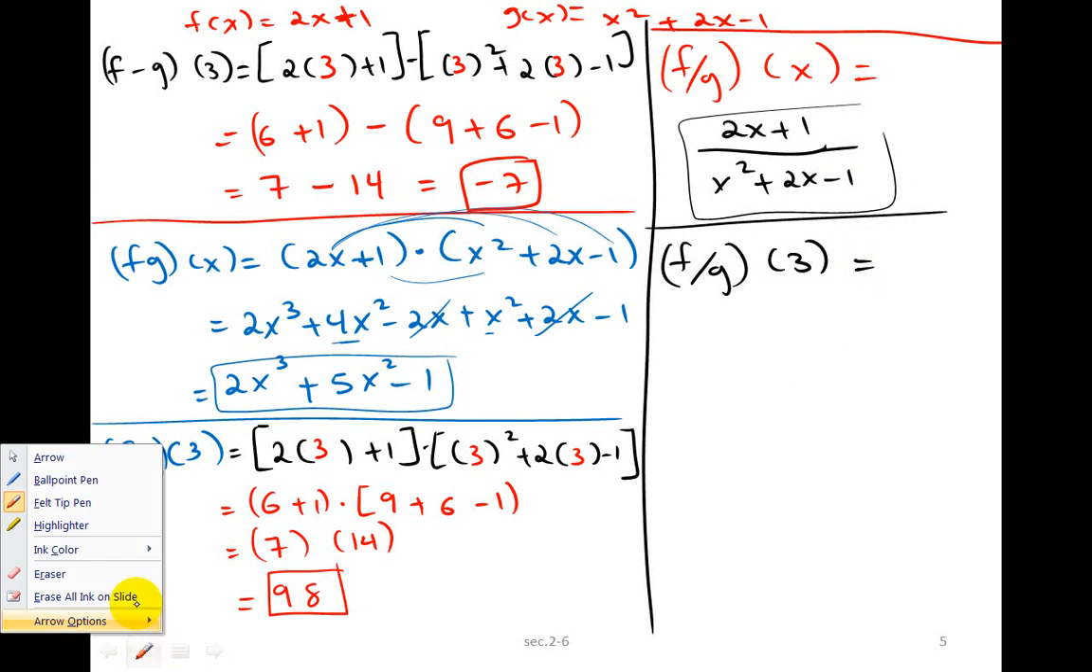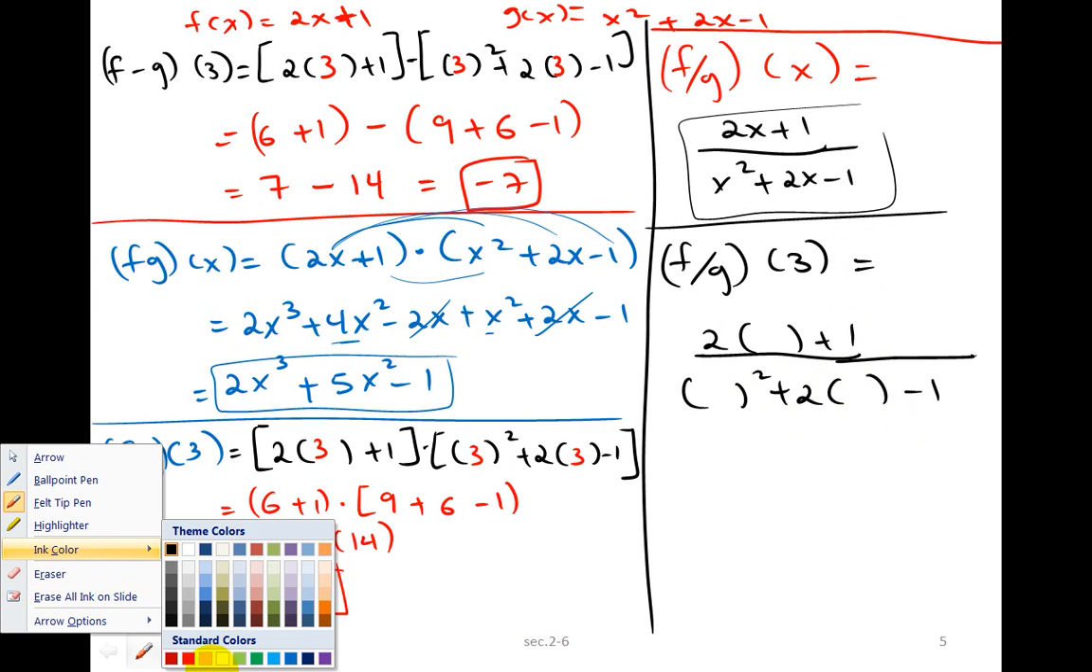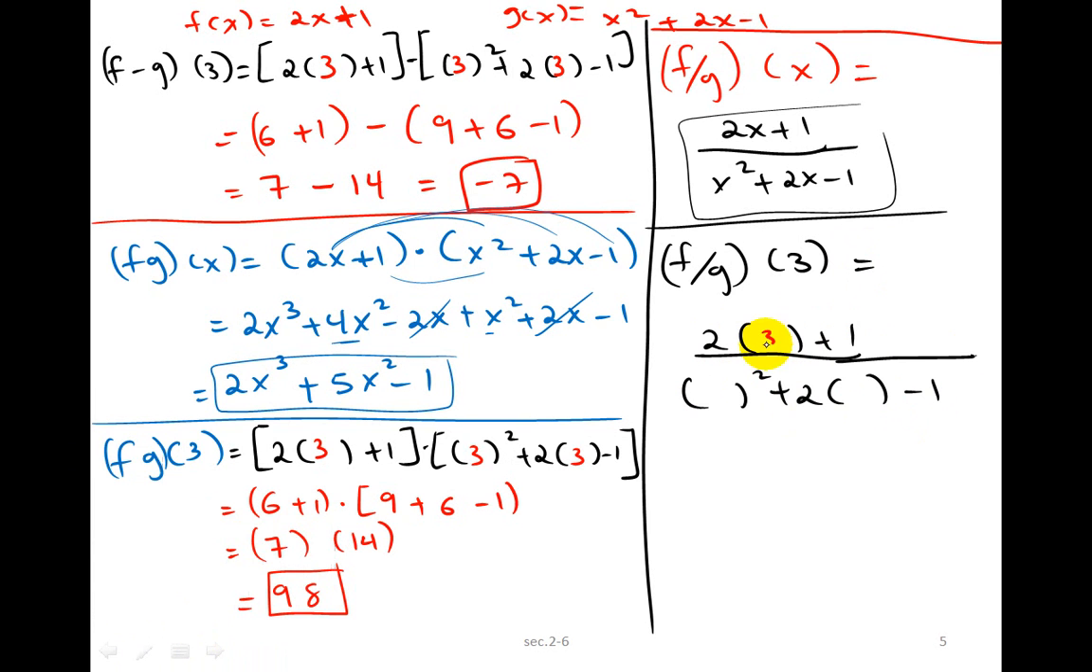So okay, you'll have here 2 times something over 1 something squared plus 2 times something minus 1. So that something, or that unknown value here, is supposed to be what? 3. I replace the 3. So it will be 6 plus 1 is 7 over 9 plus 6 minus 1. You already know that it would be 14. So 7 over 14. The quotient will give you half.